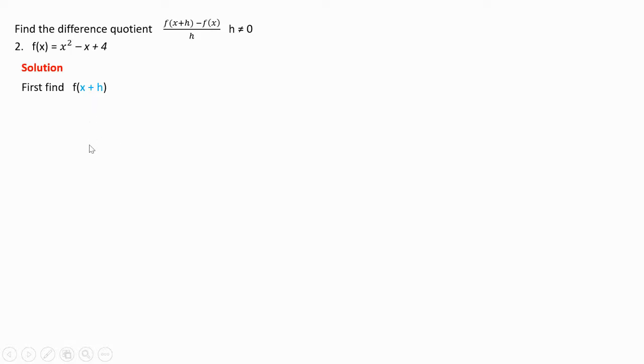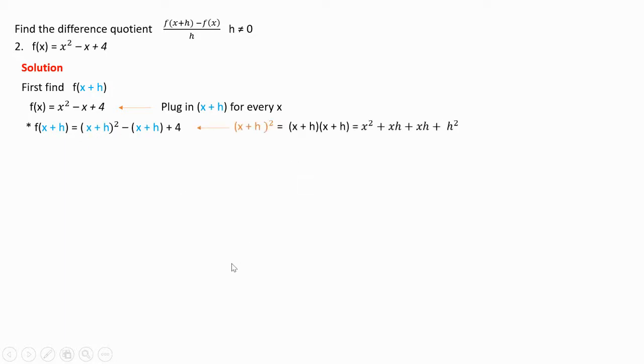First, let's find f of x plus h, which means I'm going to plug in x plus h for every x. I'm going to plug it in here, and I'm going to plug it in here. So there's my x plus h squared and my x plus h. First, let me evaluate x plus h squared, here on the side. X plus h squared is the same as x plus h times x plus h, which equals x squared plus x times h plus x times h plus h squared. How do we get that? Because x times x is x squared by doing the FOIL. X times positive h will give us xh.